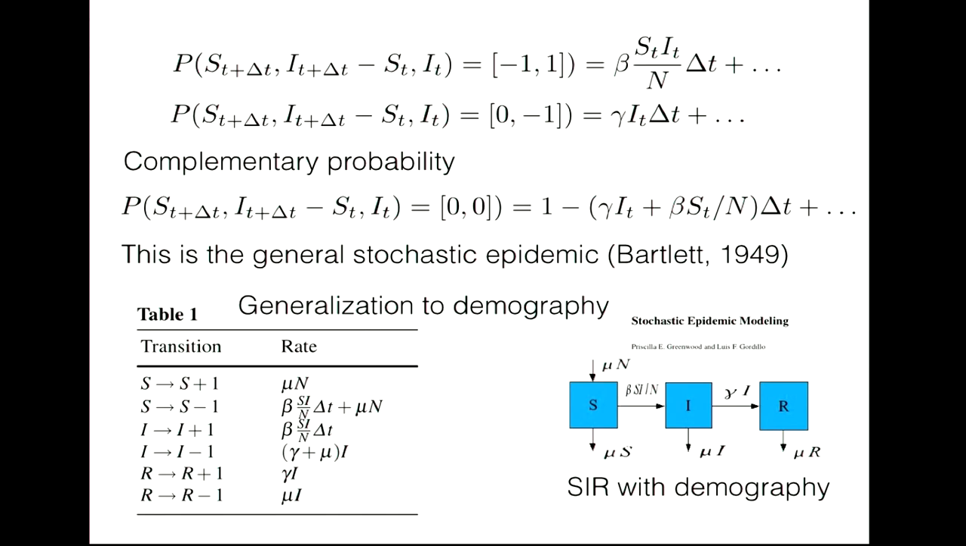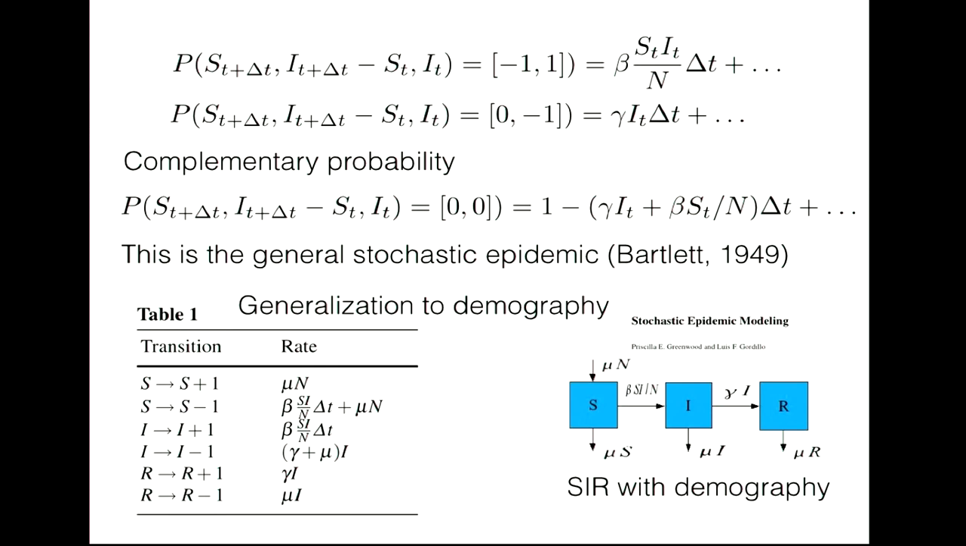This is called the general stochastic epidemic, because now I have written the changes in S and I across infinitesimal time intervals in terms of a set of rates on the right hand side. So now you can write down all the rates with the demography. You lead into the S compartment at some rate mu times capital N, you remove from the S compartment at rate mu times S. You have various rates of transition between compartments. So if you ask what is the rate at which the transition from S to S plus 1 happens in time delta t, that is mu times N. That is a birth rate. Mu is a birth rate per unit population.